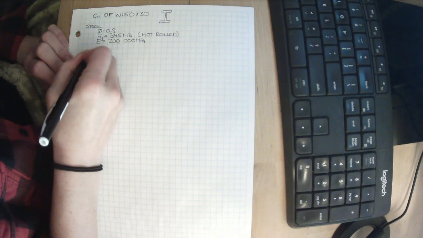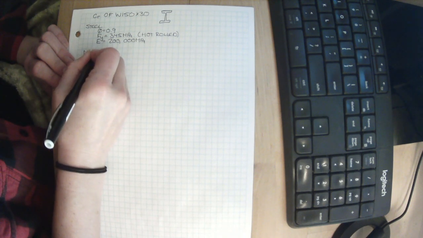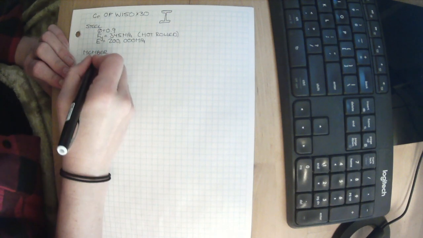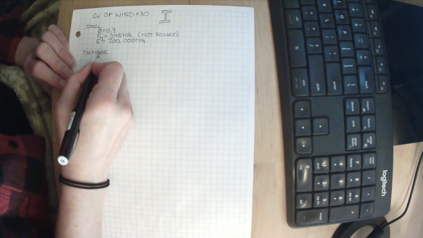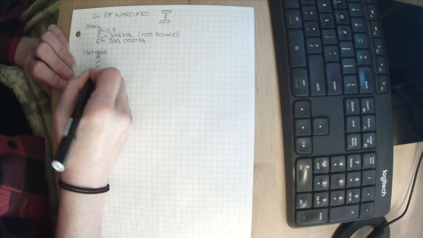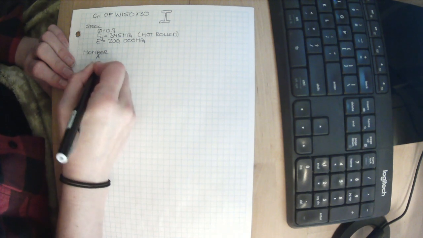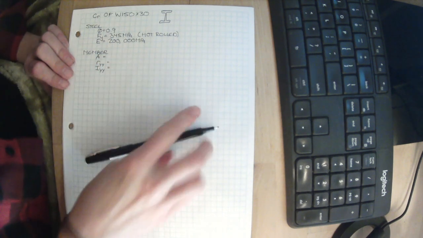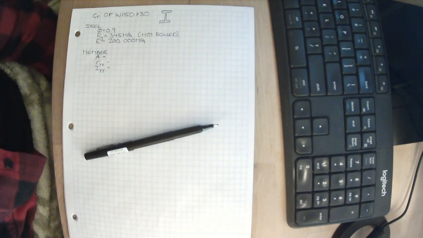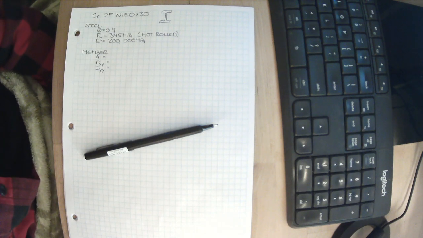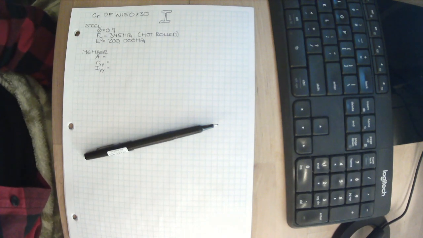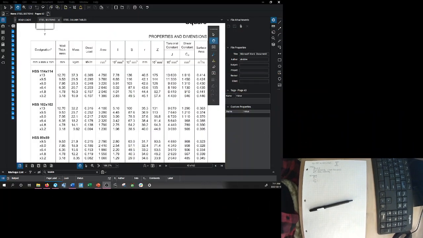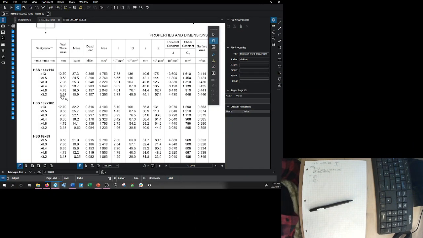The member. What can we calculate about the member? We know that we need A and I_YY, and R_YY. These are things that we're going to need to look up. Let's go to our steel sections. We could calculate these, but we're going to look them up.